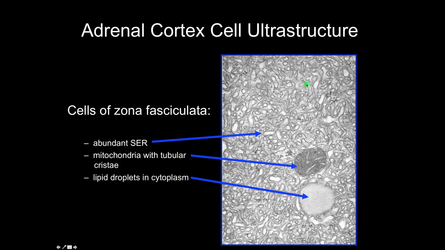This is just an ultrastructural view of some of the cells in the adrenal cortex. Here it's showing a high-powered profile of what cells might look like from the zona fasciculata. So there's abundant smooth endoplasmic reticulum. There are mitochondria with so-called tubular cristae and abundant lipid droplets.